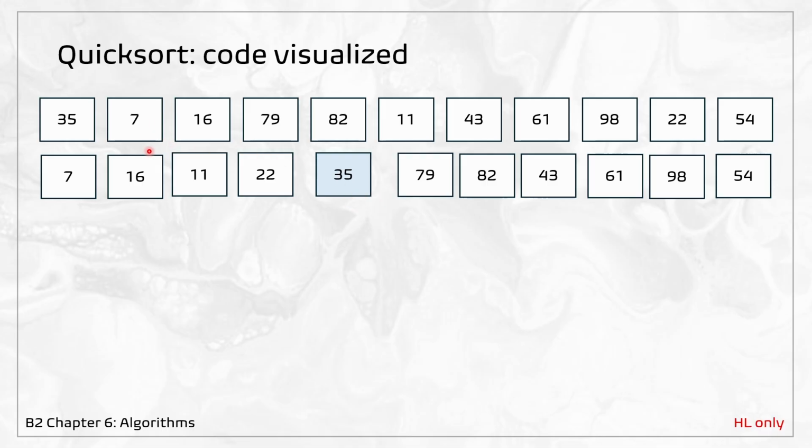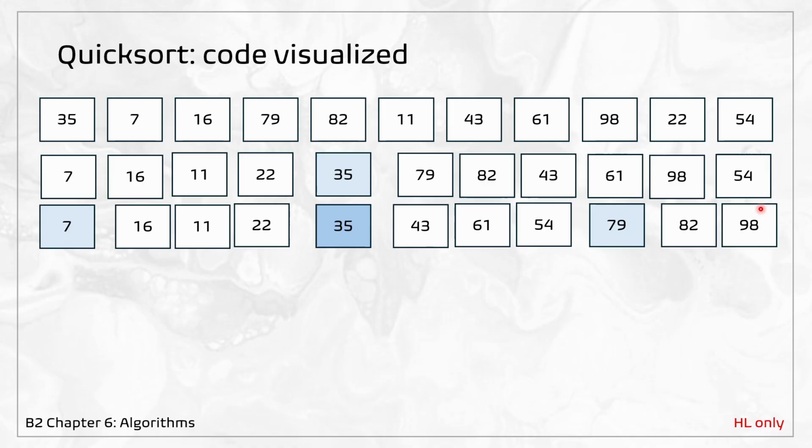We see that the numbers less than 35, 7, 16, 11, and 22, are put into this list called left. And these numbers that are all greater than 35 are then put into this separate list called right. Now we need to repeat this process for both this left and right sublists. That's what the recursive call does.